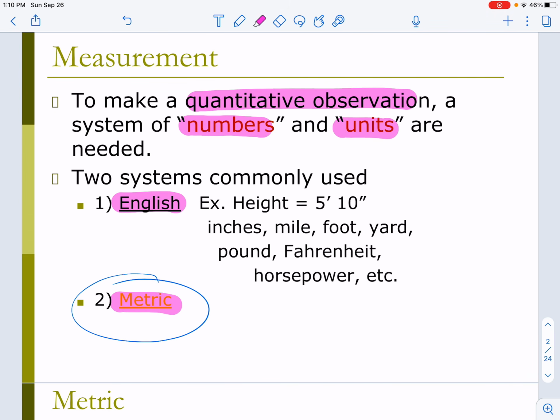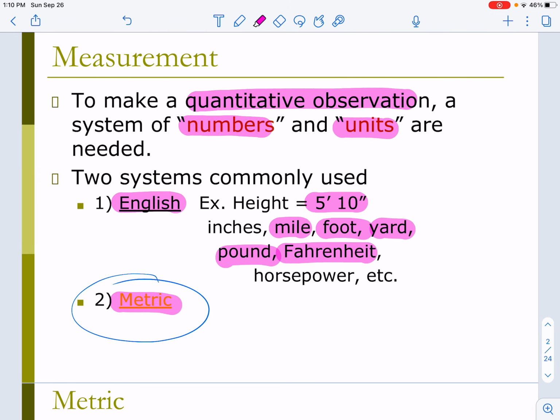So in the English system, for example, if I say how tall I am, I'm 5 feet 10 inches tall. We discuss things in miles, or we do temperature in Fahrenheit, like it's 72 degrees Fahrenheit in this room right now. We also have the foot, the yard, the pound. These are all English units of system.